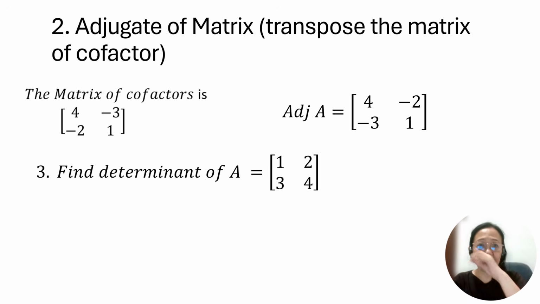Then we have to find the determinant. So this is the original matrix that we have, matrix A, whose entries are 1, 2, 3, 4.